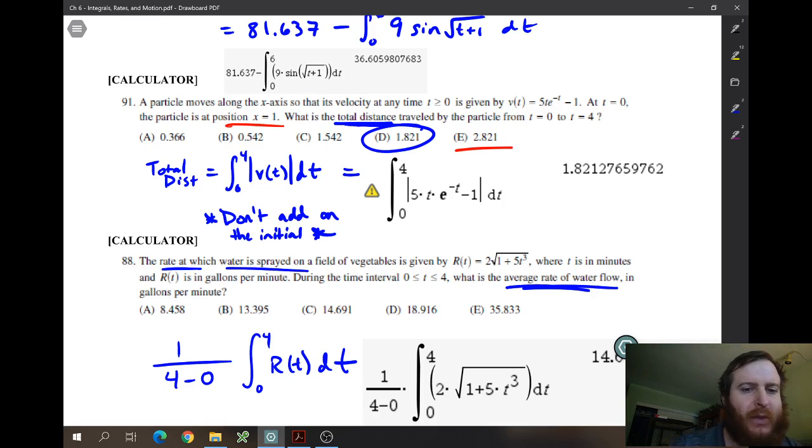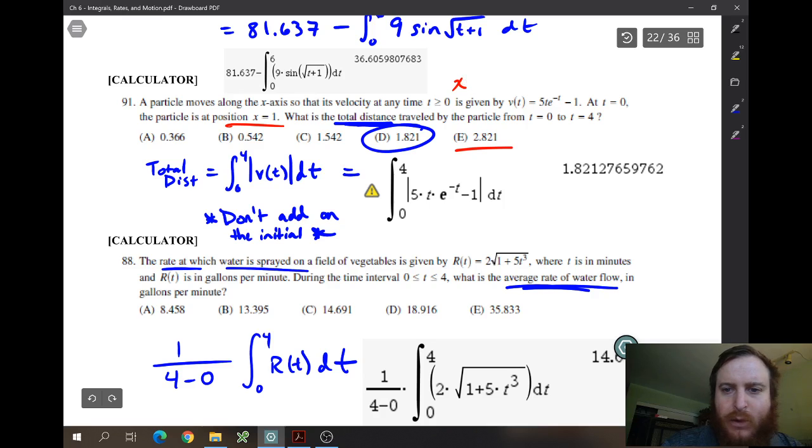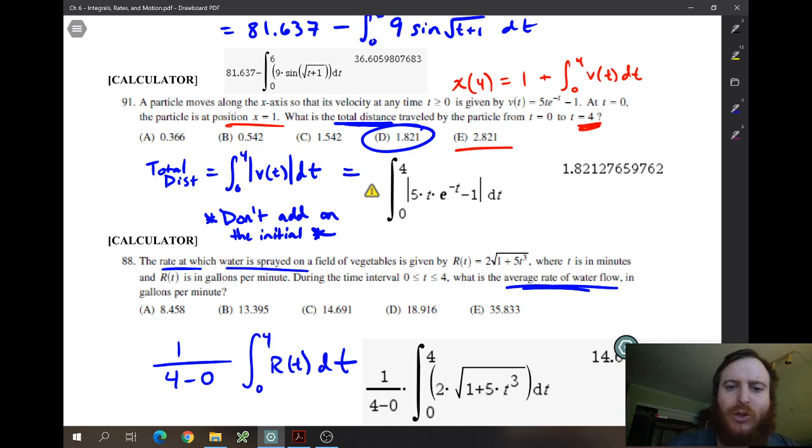Okay, if it had said what is the position at 4, that would be the 1 plus the integral from 0 to 4 of v of t without absolute value, right? We would add the 1 because we want to know where it ends up. But when they say total distance, we don't care where you started, right? You could have started at 0, you could have started at 10, you could have started at 20. If I want total distance, I just want to know how many steps you took from that spot, right? So if I just want total distance, we never ever add on that initial point.